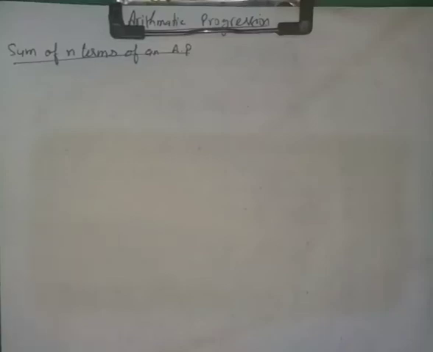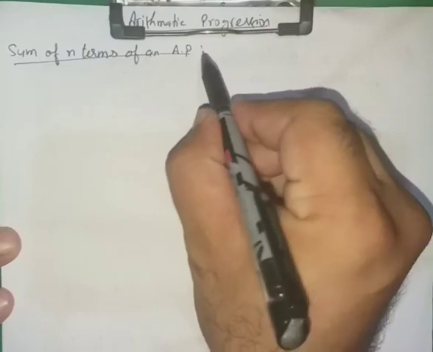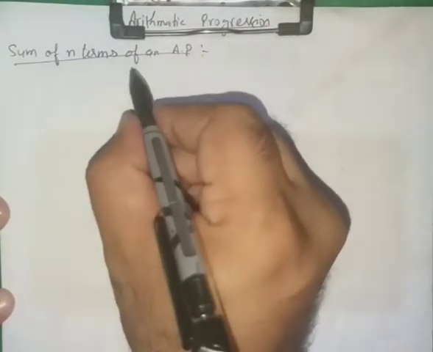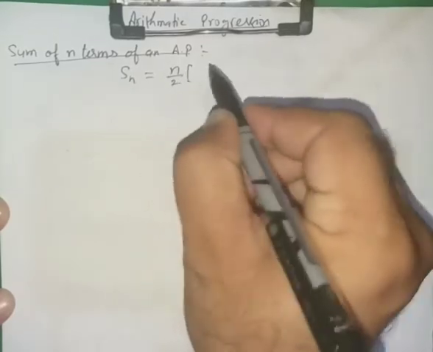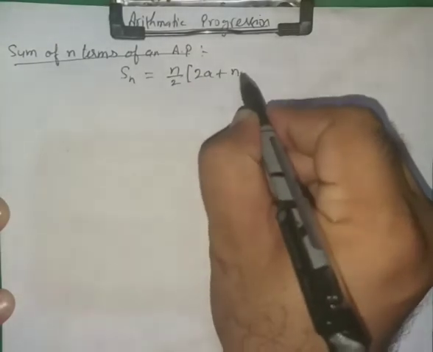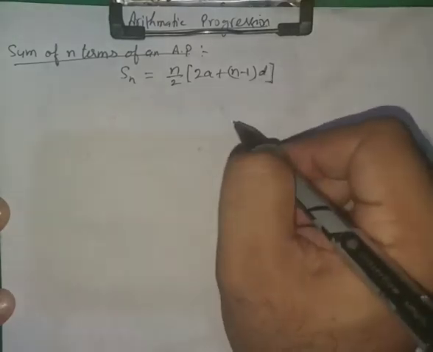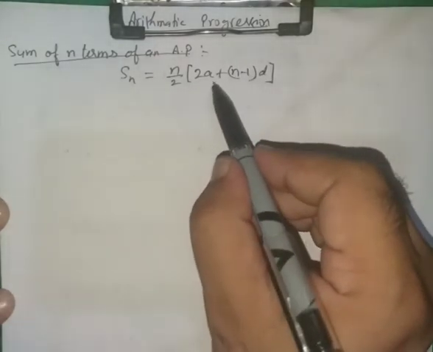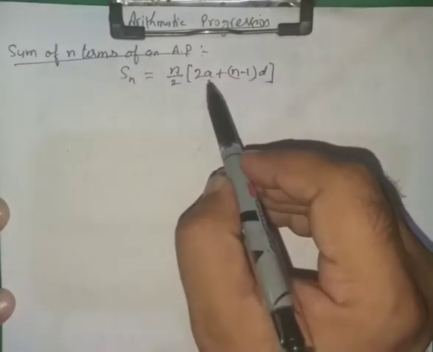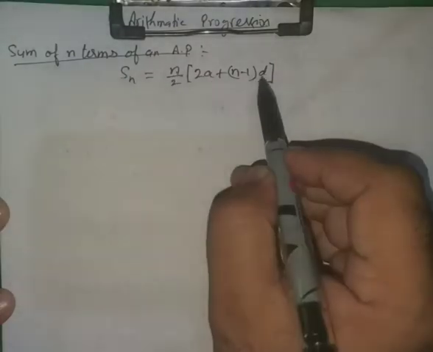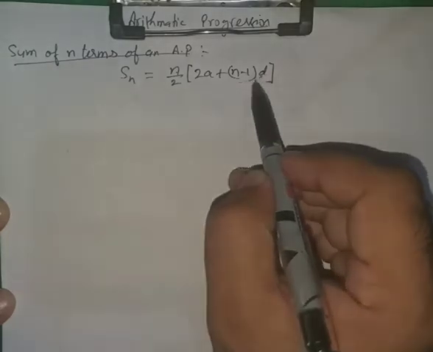Hello students, we were talking about arithmetic progression, and now our next topic is the sum of n terms of an AP. The formula to be used here is Sn = n/2 [2a + (n - 1)d]. This formula will be used when we know the number of terms of an AP, the first term, and the common difference. Then this formula will be used.